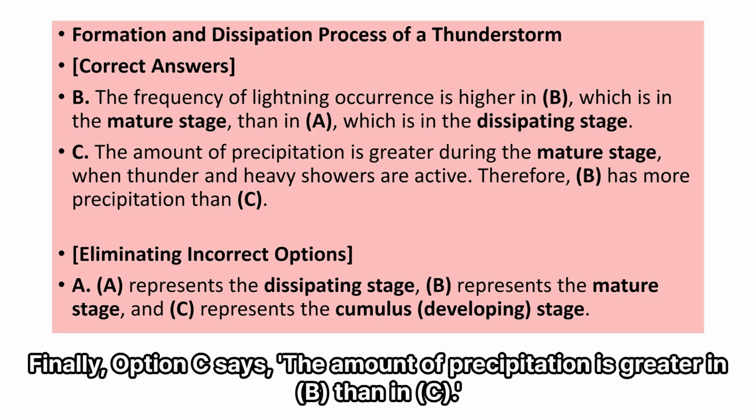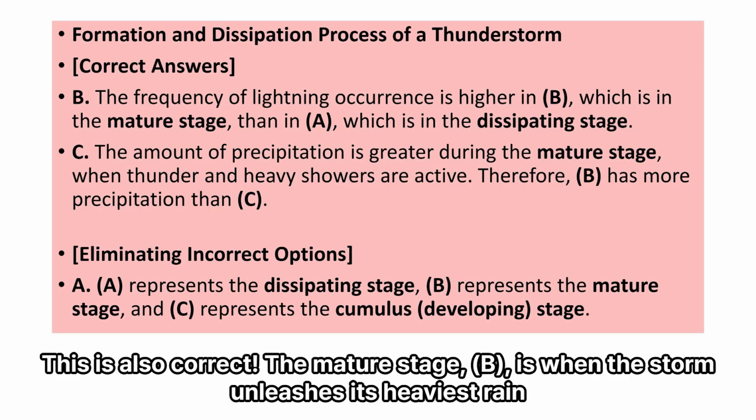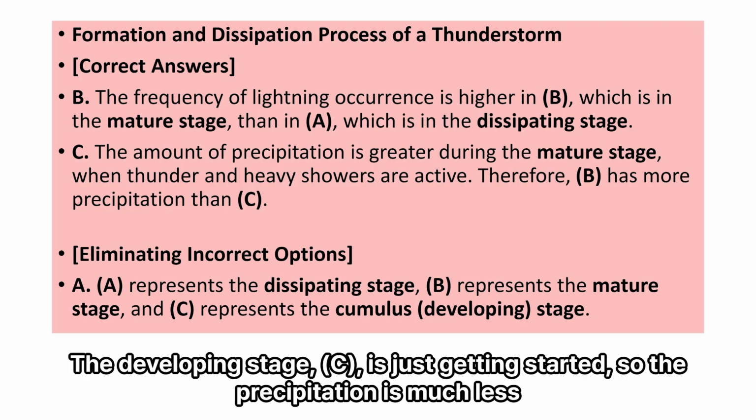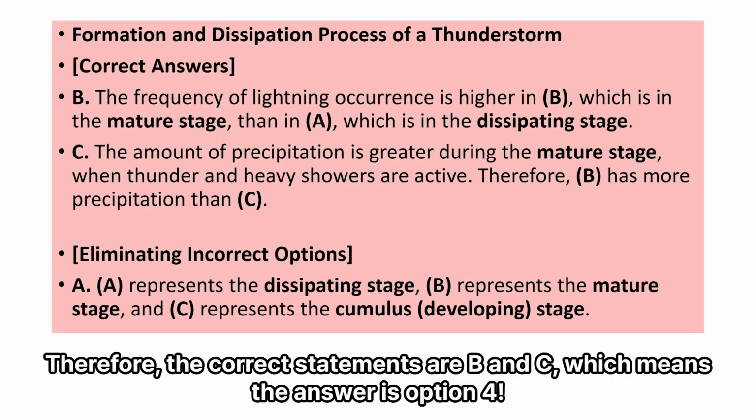Finally, option C says, the amount of precipitation is greater in B than in C. This is also correct. The mature stage, B, is when the storm unleashes its heaviest rain. The developing stage, C, is just getting started, so the precipitation is much less. Therefore, the correct statements are B and C, which means the answer is option 4.